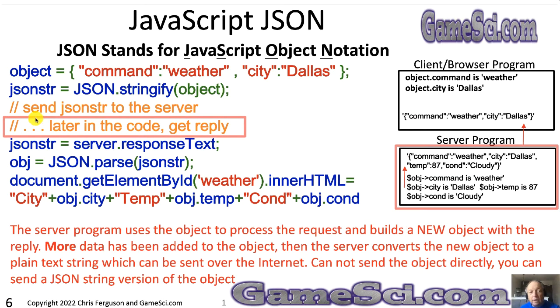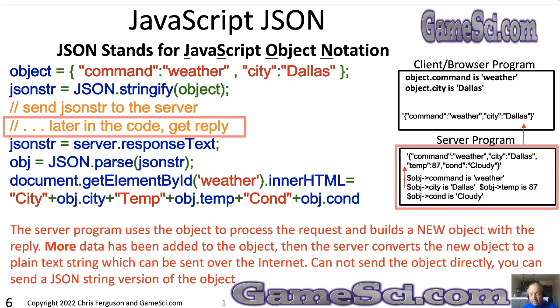We're still running the code on the server side. Later in that code, we're going to send or get a reply from the server. The server program uses the object to process the request and builds a new object with the reply. More data has been added to the object. As you can see, there's more data that's been added to the object. That is our reply. The server then converts the new object to a plain text string, which can be sent over the internet.